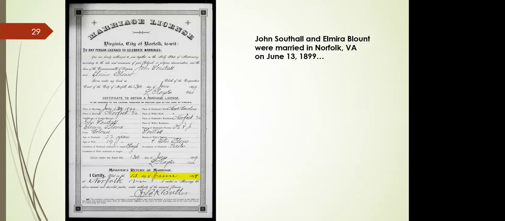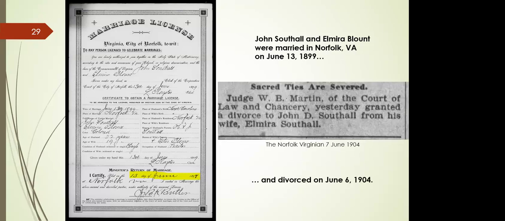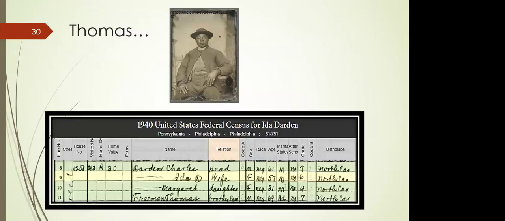They were divorced in June of 1904. And then I think this is the last screen, or it's next to last. This is not Thomas. I'm just using a Library of Congress photo to represent Thomas. But the saga of this research continues because here in 1940 is the last time I see Ida with her husband Charles and the daughter Margaret.